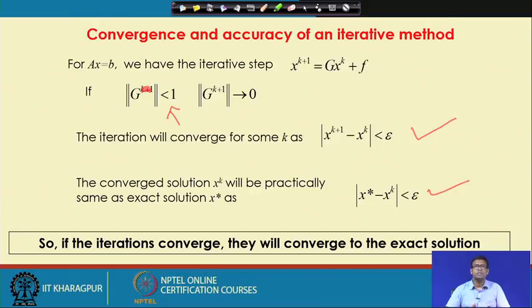The iteration matrix G has a norm less than 1. This is our requirement for convergence of Gauss-Seidel or Jacobi methods, and this requirement is satisfied based on what? Based on how the A matrix is. So you have to look into the A matrix and see under which cases splitting of the A matrix gives us a G which has a matrix norm less than 1.